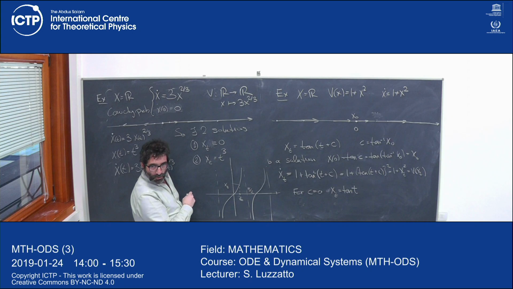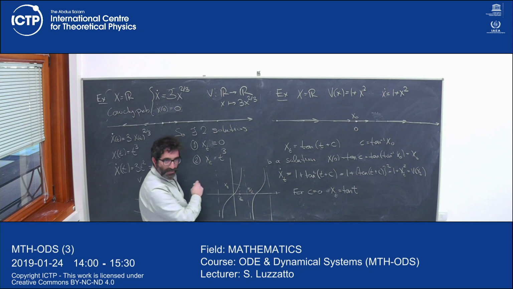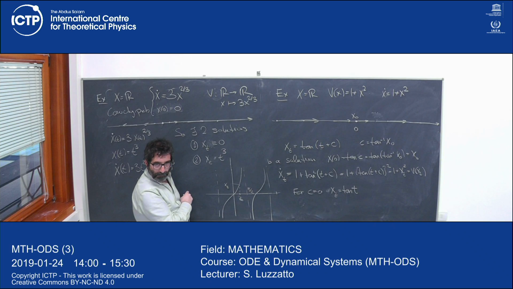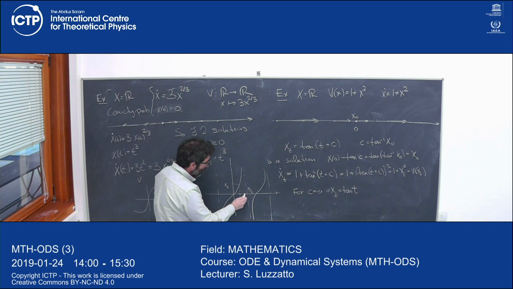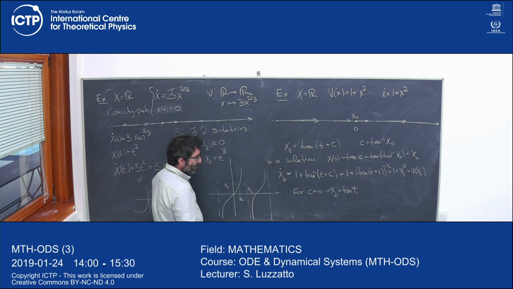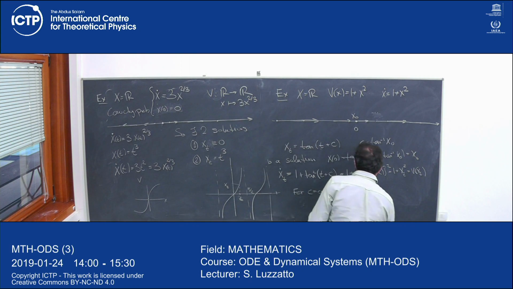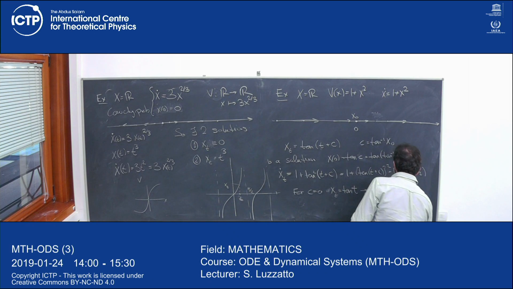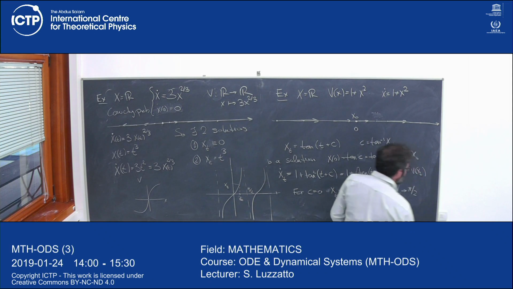Yeah. So what does that mean? That means that this is accelerating so fast that it reaches infinity in finite time. In other words, as t approaches pi over 2, x of t tends to infinity. So this tends to infinity as t approaches pi over 2.